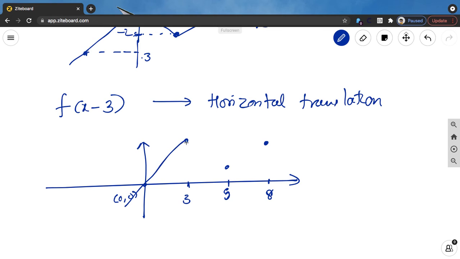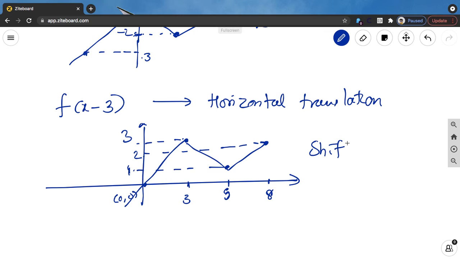Again, the shape looks the same. I'm just moving it. The y values are not changing. The y values are the same. This is 3. This is 1. And this is 2. These are remaining the same. It has moved to the right. So horizontal shift right. How did I know I have to shift right? Because there was a minus 3. If it was a plus 3, I had to shift left. Okay.